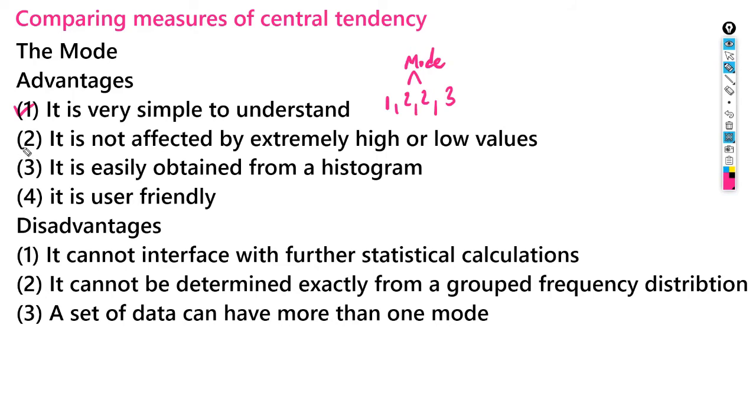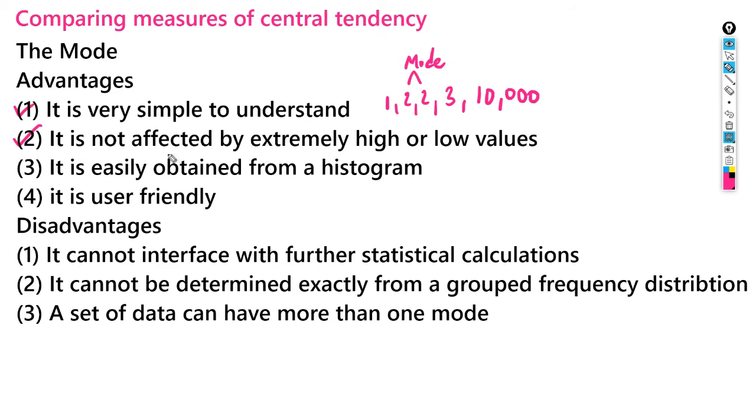Also, it is not affected by extremely high or low values, and this is really true. So for example, let's say that we add a value to this ascending order set, and this is 10,000, then the mode would still be 2. It doesn't matter that this 10,000 value was added to these numbers.